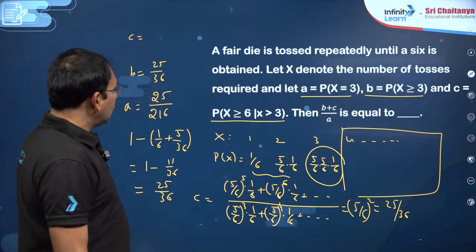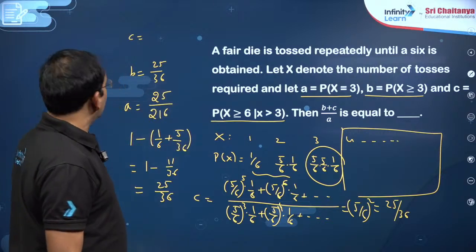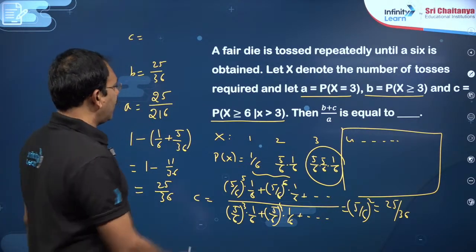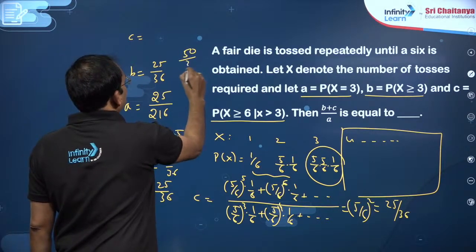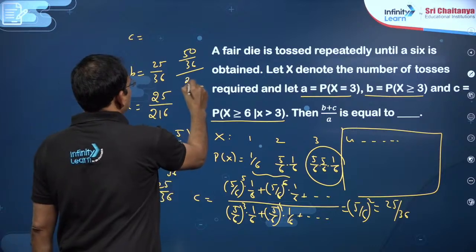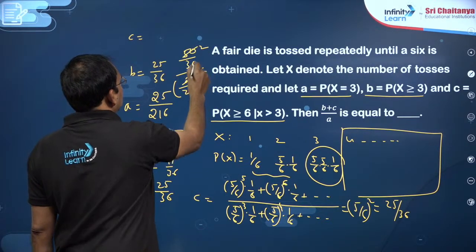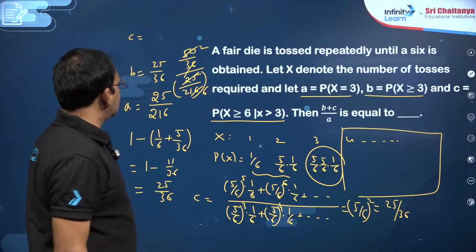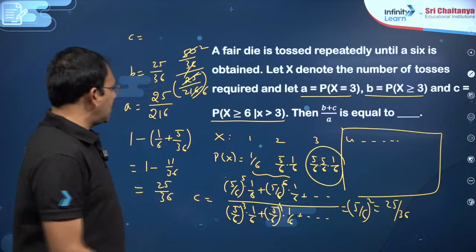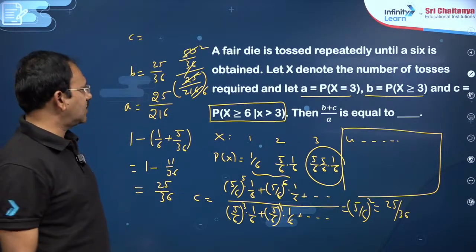So you know the C value. Now you want B plus C by A. That is 25 plus 25, 50 by 36, divided by A, which is 25 by 216. You just compute: 36 6 times, you will get 6 into 2, 12 is the answer, right? So here the point is how to compute this probability. This is a conditional probability case, my dear friends.